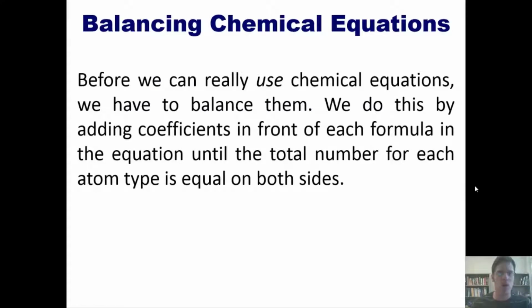So as you should already know from doing chemistry over the course of the entire year, before we can really use chemical equations, we have to first balance them. We do this by adding coefficients in front of each formula in the equation until the total number for each atom type is equal on both sides. Let's go ahead and throw an example at you.